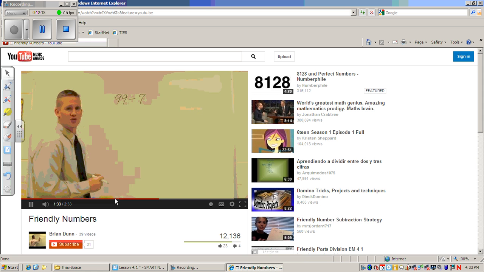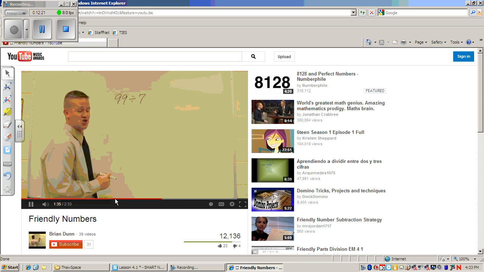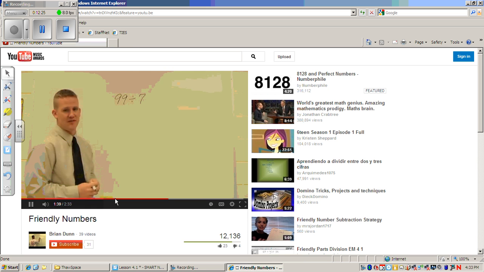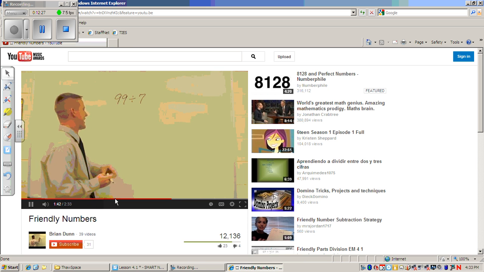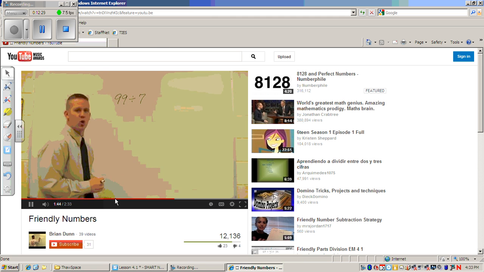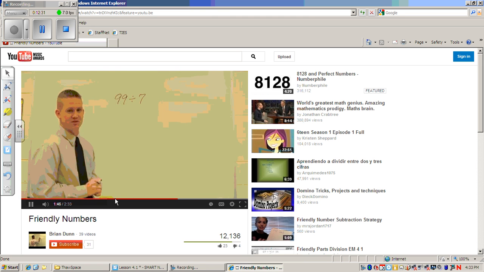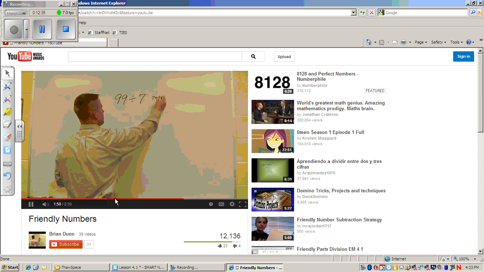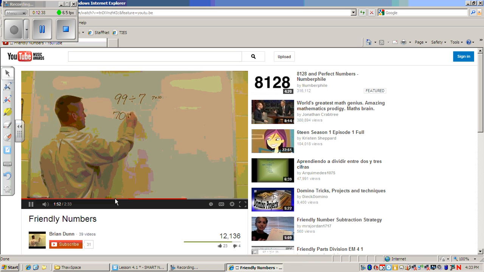Here's another problem we can use the friendly number division strategy for. 99 divided by 7. This is a situation where I can kind of tell that my 7 may not go equally into the 99, but we can still use the same strategy. The first thing we think of is, what is 7 times 10? That gives me my first friendly number, which would be 70.